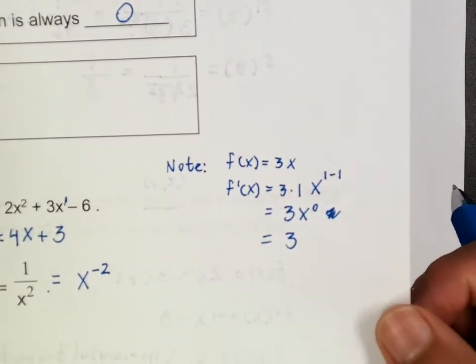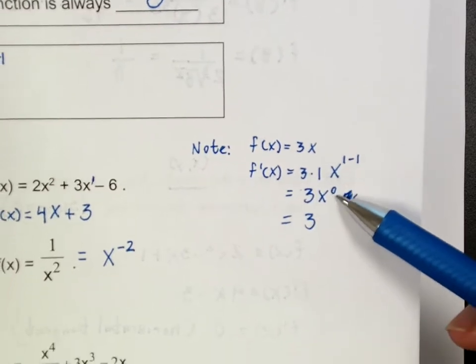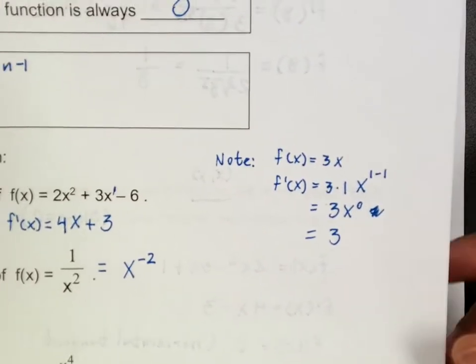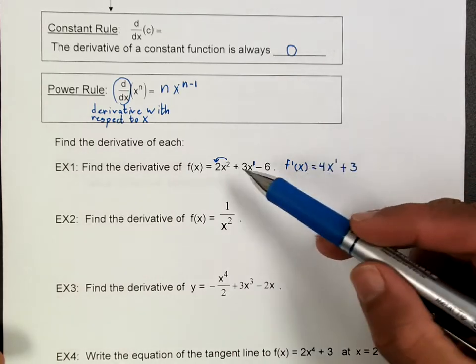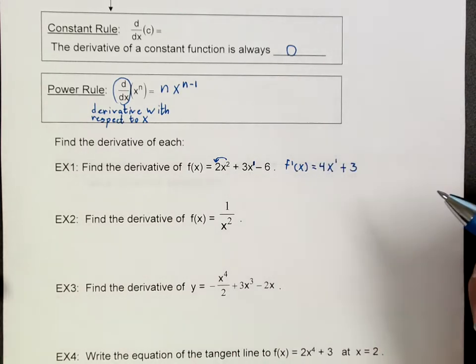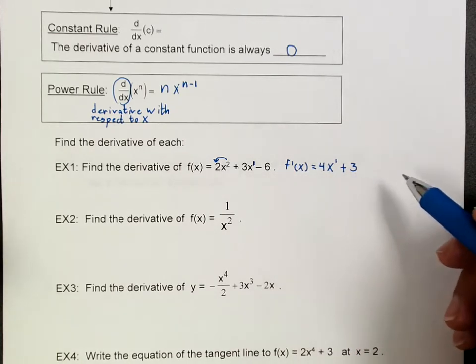So in general, if all you have is an x and you're taking the derivative, you end up with the coefficient in front of it. And the derivative of negative 6 is 0, so I'm not even going to bother writing plus 0 here.